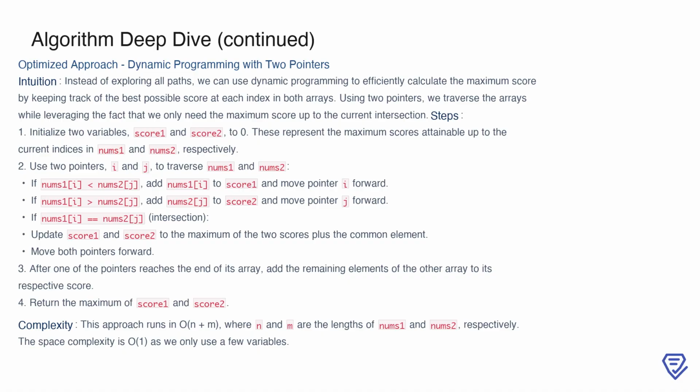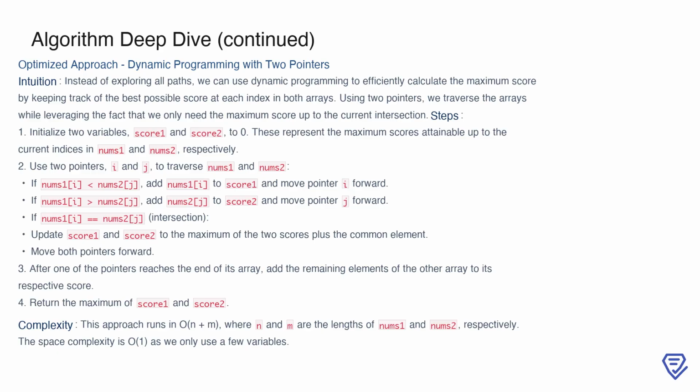A more efficient solution involves using dynamic programming with two pointers to eliminate the need to explore all paths. The key idea is to keep track of the maximum score achievable up to each index in both arrays. By leveraging dynamic programming, we can focus on optimal subproblems and avoid redundant calculations. Here's how it works: we start by initializing two variables, score1 and score2, to 0. These will represent the maximum scores accumulated so far in nums1 and nums2, respectively.